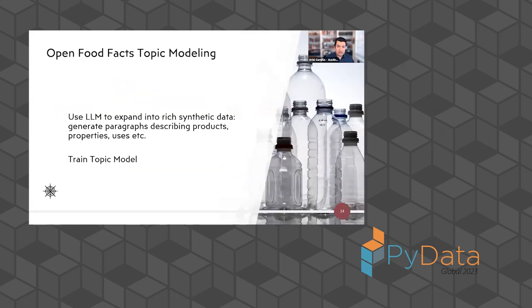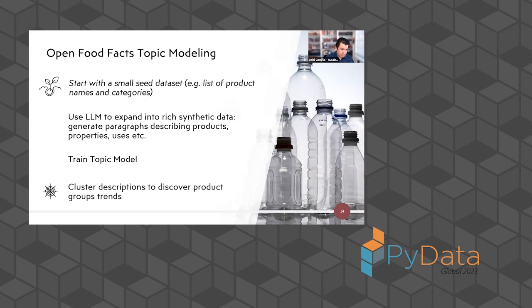I use Open Food Facts, and I use an LLM to expand into rich synthetic data, generating paragraphs describing products. It's a few steps. The first step is to start with a small seed dataset, just like I did for the tweets: a list of product names and categories. I clean that up a little bit. My next step is to use an LLM to expand into rich synthetic data. So I start with something that might not be as clear from a quality perspective, but through an LLM, I come up with rich and well-explained data that is based on my original data.